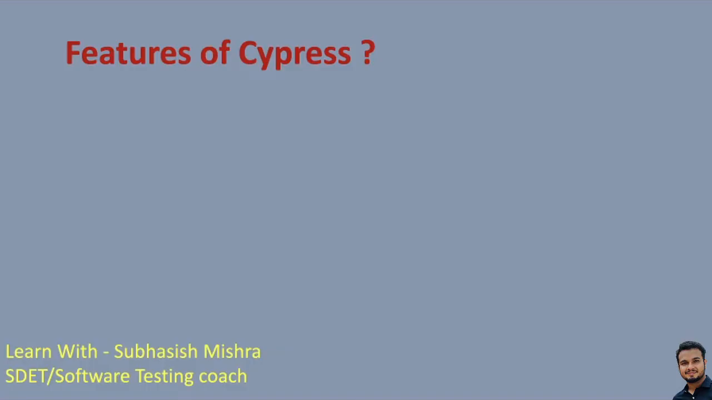So Cypress provides multiple features which make the life of an automation tester very easy. The very first thing is time travel. It takes snapshots of the application when the tests are running. You can hover over each command in the test runner panel to see what happened at each step. If I show you with an example, you can go to the cypress.io website. Let me show you that.